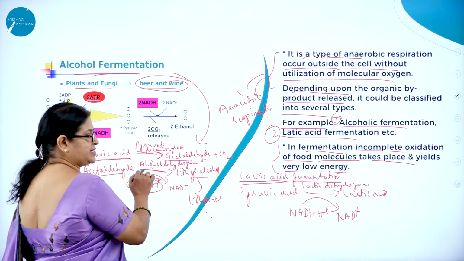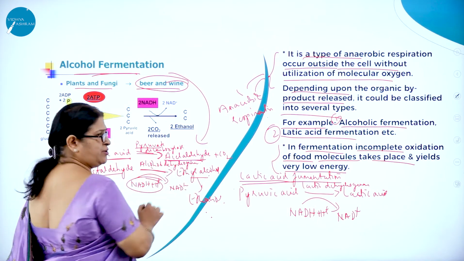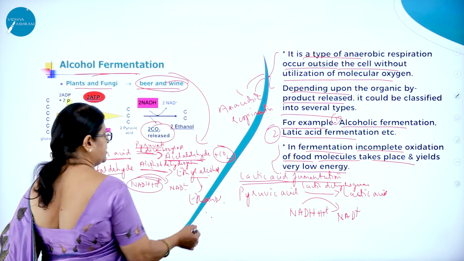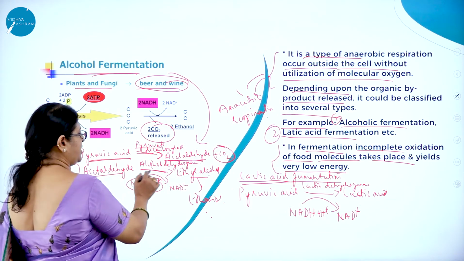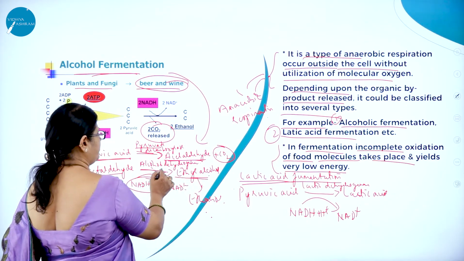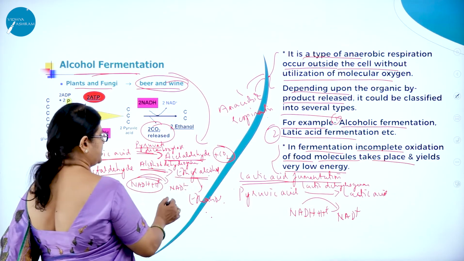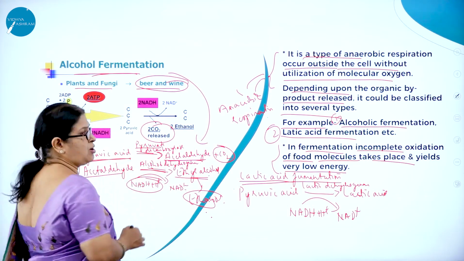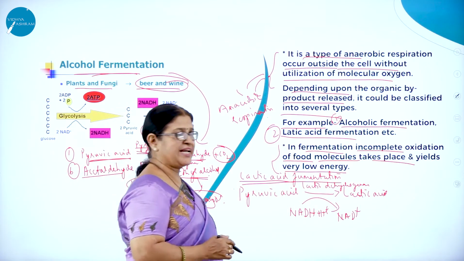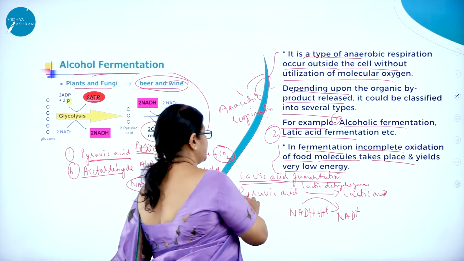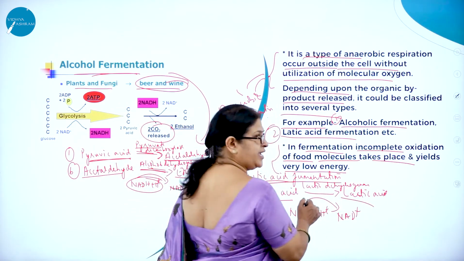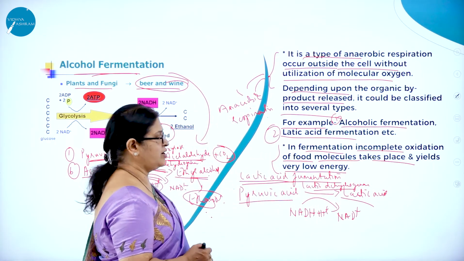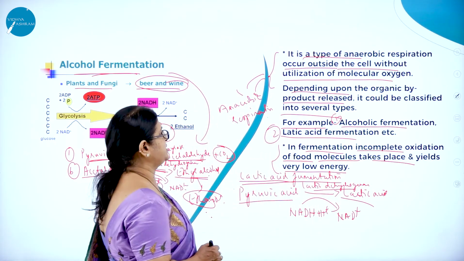Here pyruvic acid is converted into acetaldehyde and carbon dioxide is released. Then this acetaldehyde is converted into ethyl alcohol in presence of alcohol dehydrogenase. Hence it is called alcoholic fermentation. In lactic acid fermentation, pyruvic acid is converted into lactic acid in presence of an enzyme called lactic dehydrogenase. Hence it is called lactic acid fermentation.